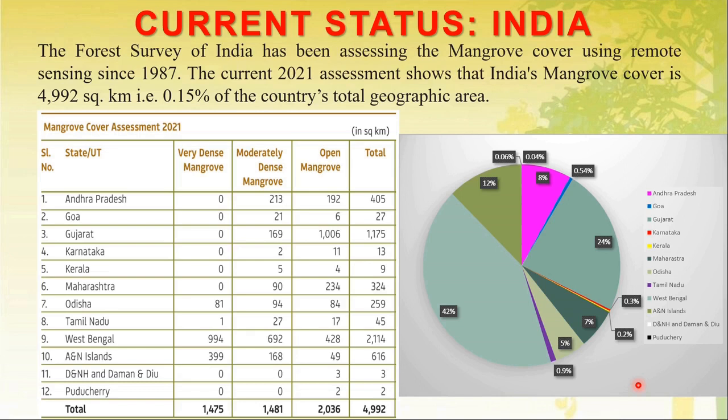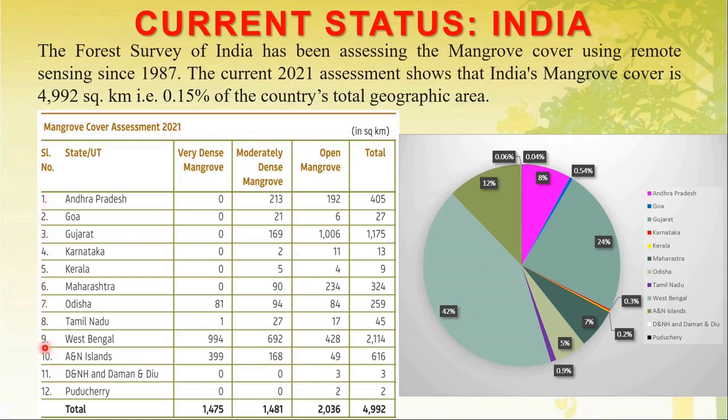And if you look at the table here, you can see that most of the mangrove forest is in West Bengal, and it is 42%. And then is Gujarat, that is 20%. Then Andaman and Nicobar Islands, that is 12%. Then Andhra Pradesh, that is 8%. And then Maharashtra, that is 7%. And then Odisha, that is 5%.